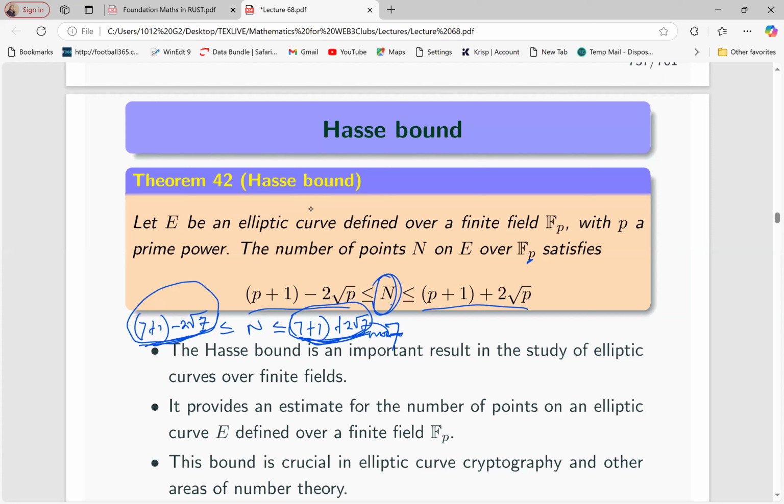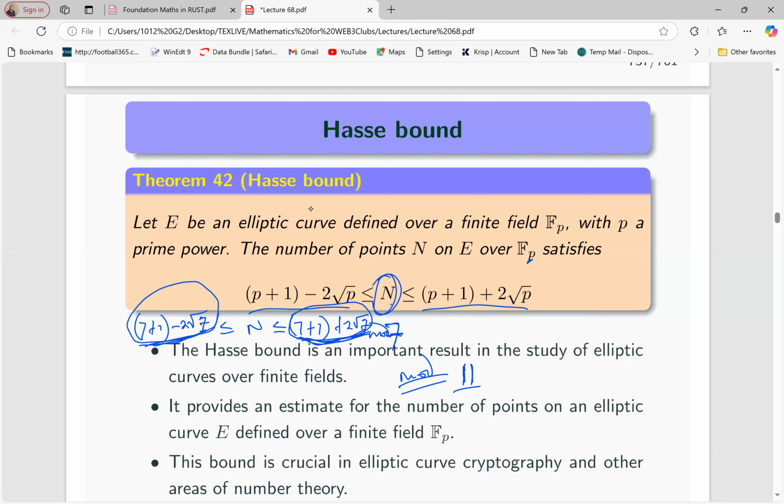So if p is, for instance, 11, then the number of points will just be around 13. They cannot be very far, just between 11 and 13, around there. If they go down a bit, they do not go very far from 11. Suppose you are doing it mod 11, the number of points will not be very far from this 11. This is what this theorem is saying.